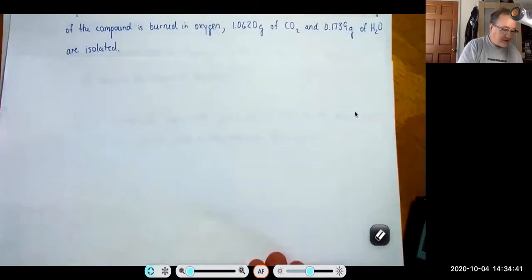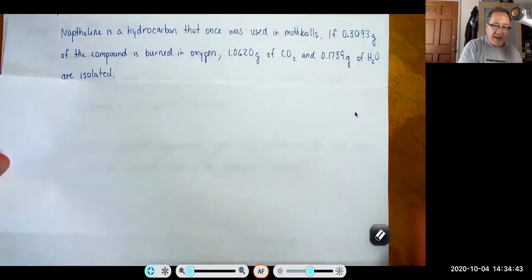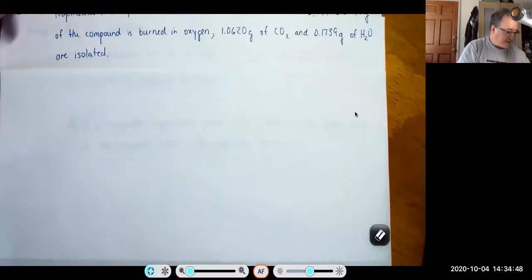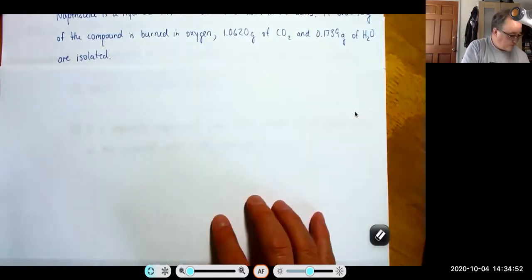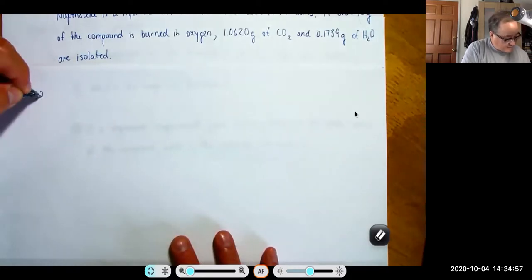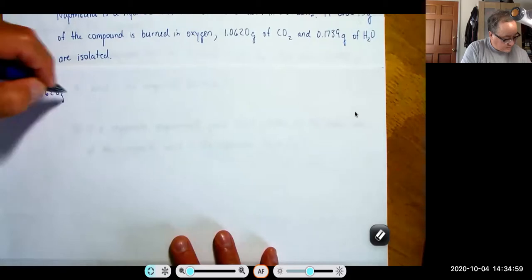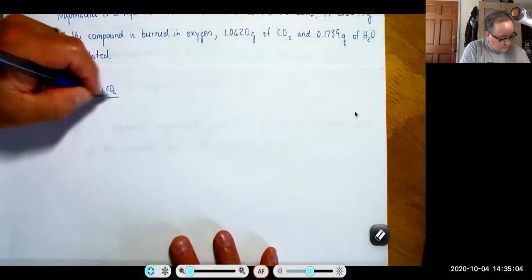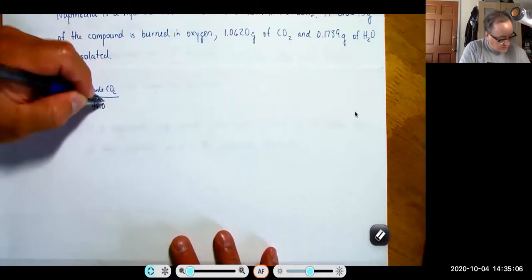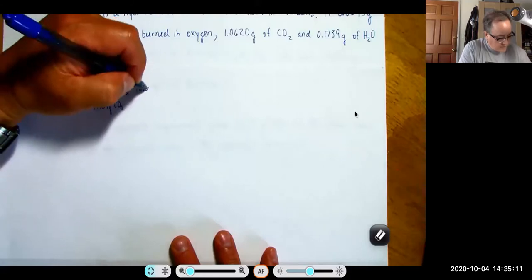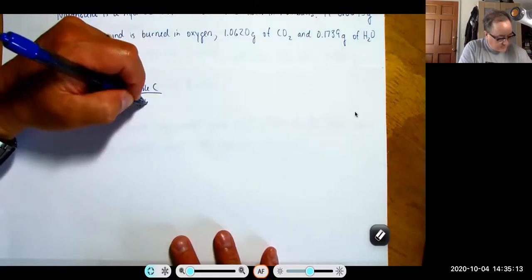So you'll notice that the mass of the compound really doesn't matter here. What matters is that we have this, okay? So let's take a look here. We've got 1.0620 grams of CO2 times 1 mole of CO2 per 44.01 grams of CO2 times 1 mole of carbon to 1 mole of CO2.